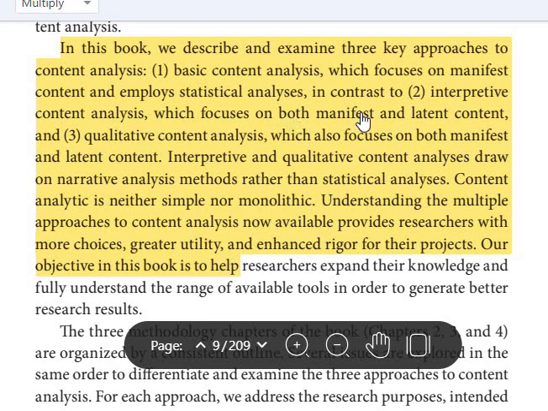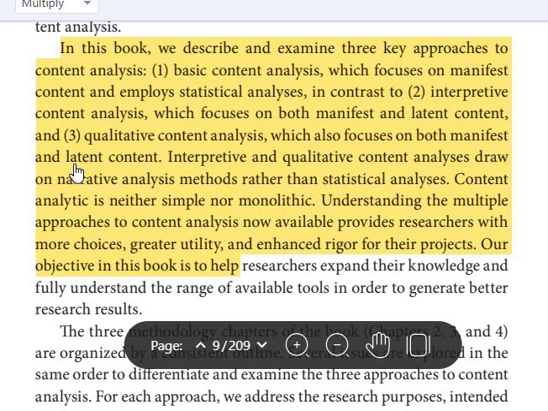It focuses on both manifest and latent content. Okay, so you've got both the manifest and the latent content, which means the obvious ideas and also the underlying ones, those that are implied within the context. The third and the last one is the qualitative content analysis, and this approach focuses on both the latent and the manifest content.